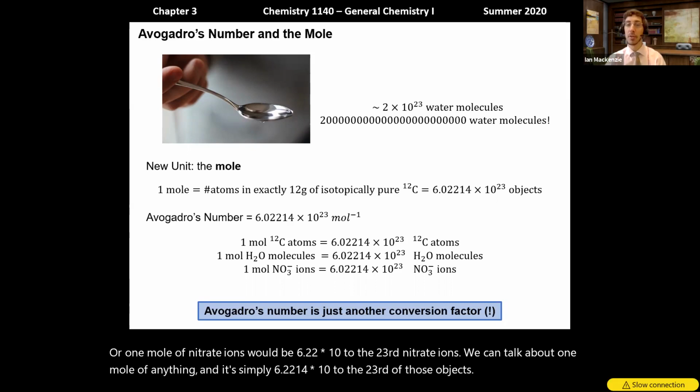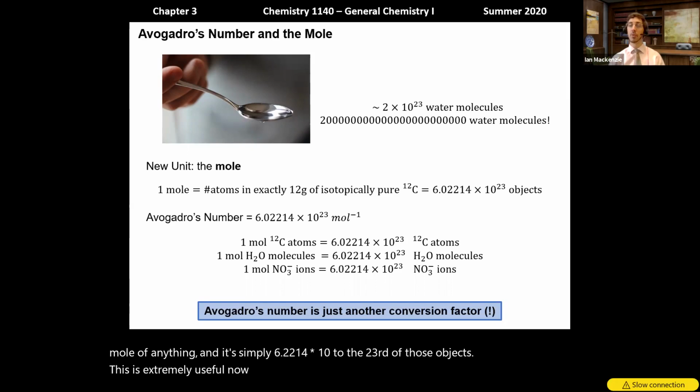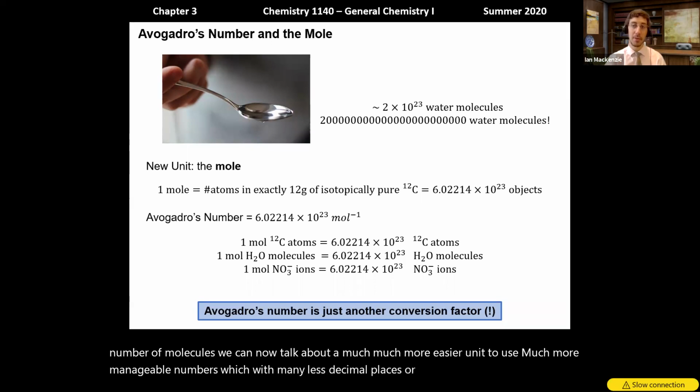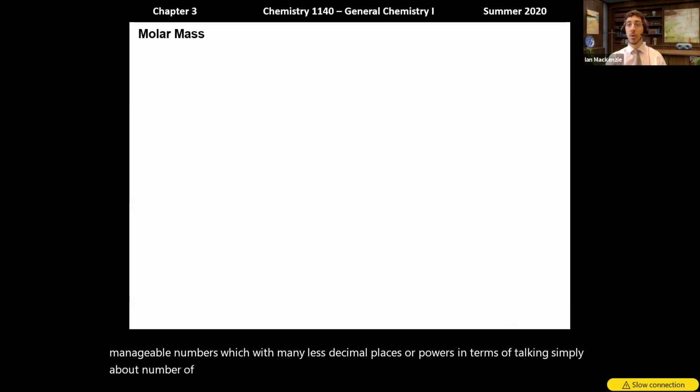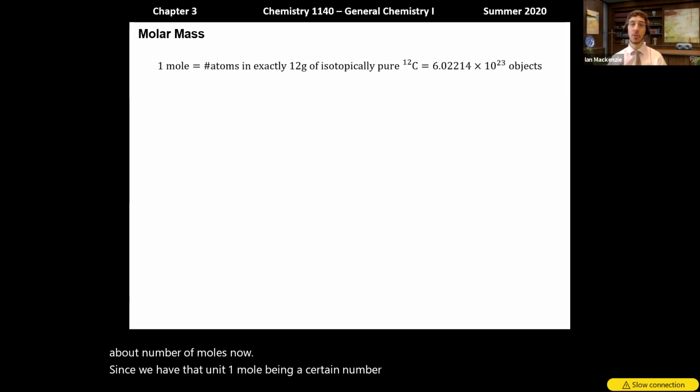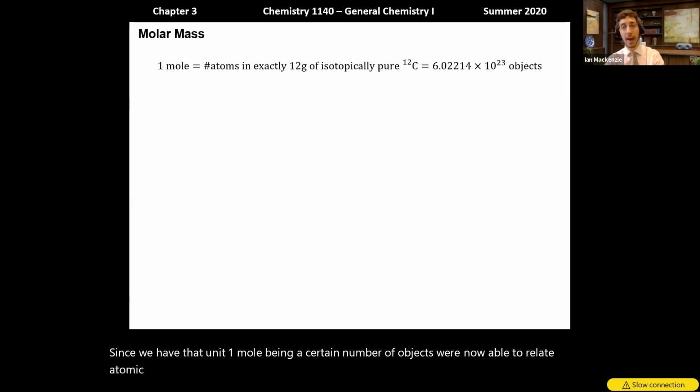This is extremely useful now because rather than talking about the individual number of molecules, we can now talk about a much easier unit to use, much more manageable numbers, with many fewer decimal places or powers, in terms of talking simply about number of moles. Now, since we have that unit, 1 mole being a certain number of objects, we're now able to relate atomic mass units conveniently to mass.